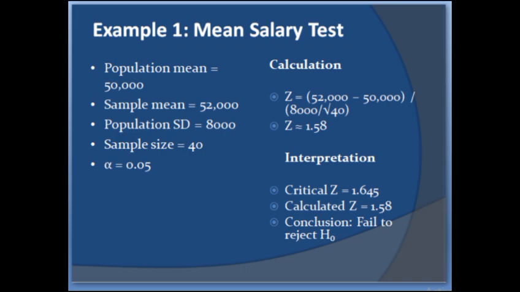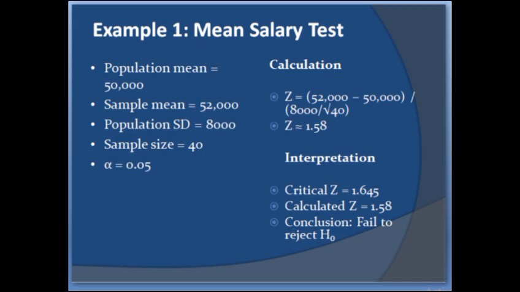Example 1, mean salary test. A company claims the average salary of employees is 50,000. It means the population mean is 50,000. A sample of 40 employees has a mean of 52,000. It means the sample mean is 52,000. The population standard deviation is 8,000. Sample size is 40 and we test at 5% significance. It means alpha is 0.05. If we put all these values in the Z-test formula, then we get the result. We get Z equal to 1.58.